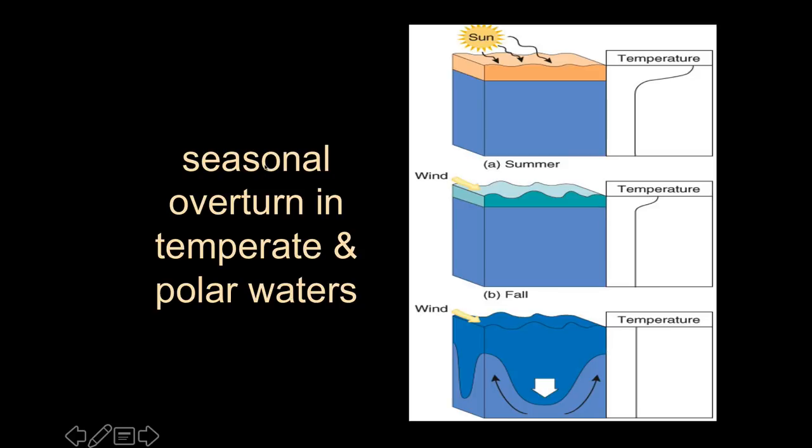Then when we get into the full-on winter, and we do get the hurricanes coming through, or the big winter storms blasting in, then everything is mixed up. The bottom stuff comes to the top, the top comes to the bottom, and we get no cline, no difference. So this heterogeneity can be very seasonally dependent, depending on where we are in the world as well.